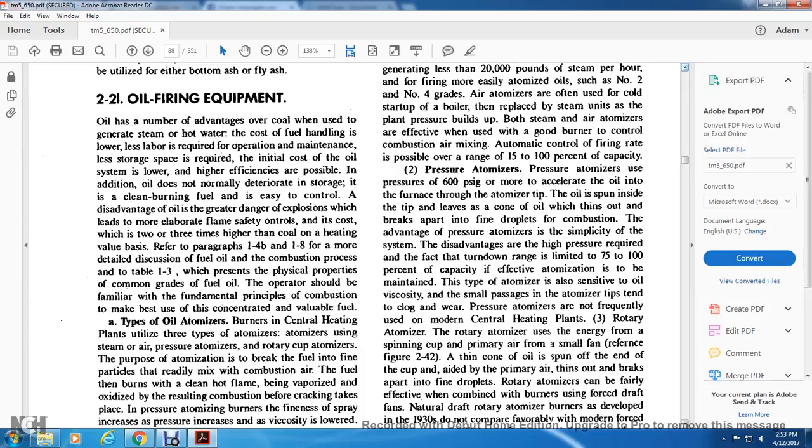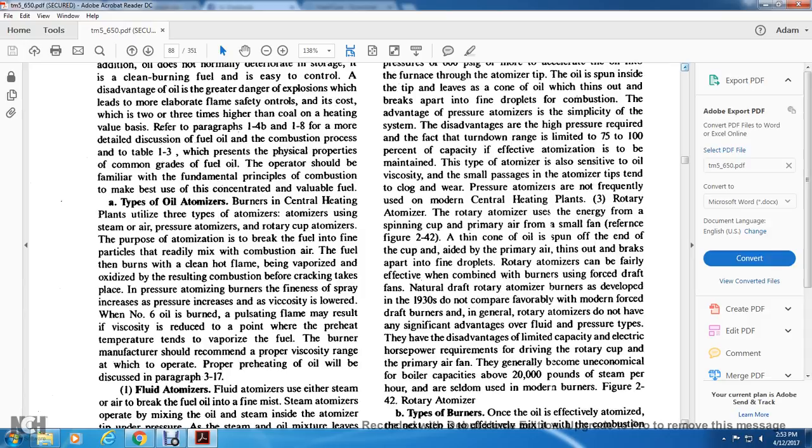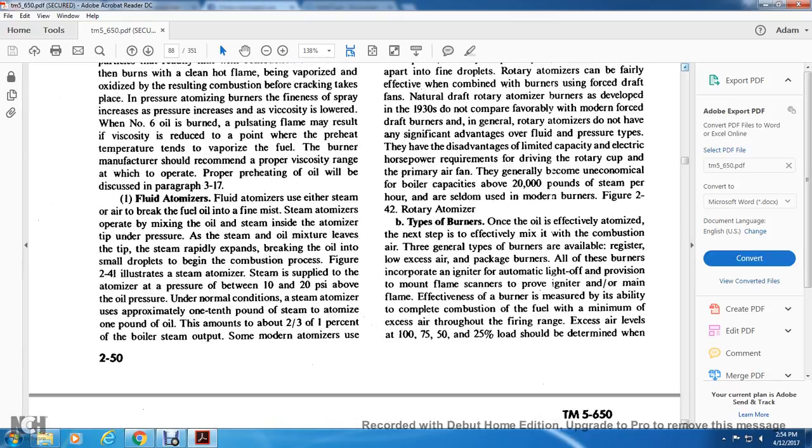In modern central heating plants, rotary atomizers are used. Rotary atomizers use energy for spinning a cup, with primary air from a small fan. Referring to figure 2-2, a thin cone of oil is spun off the end of the cup, and the primary air breaks it up into fine droplets. Rotary atomizers can be fairly effective when combined with burners used in forced draft. The natural draft rotary atomizer burners developed in 1930 do not compare favorably with modern forced draft burners. Generally, rotary atomizers do not have any significant disadvantage over the fluid and pressure types. Their disadvantages are the limited capacity, the electrical horsepower required to drive the rotary cup, and the primary air fan, which generally becomes uneconomical when boiler capacity is below about 20,000 pounds of steam per hour. Figure 2-2 shows a rotary atomizer in modern burners.